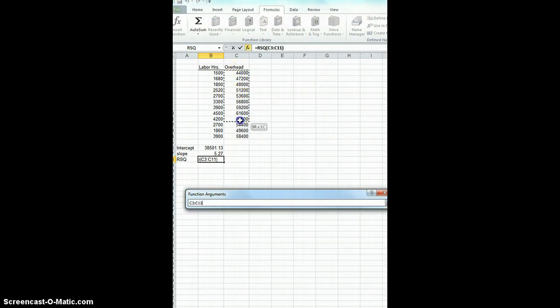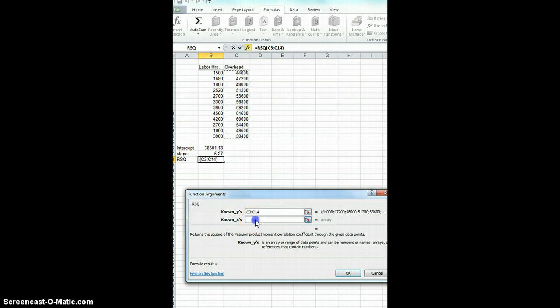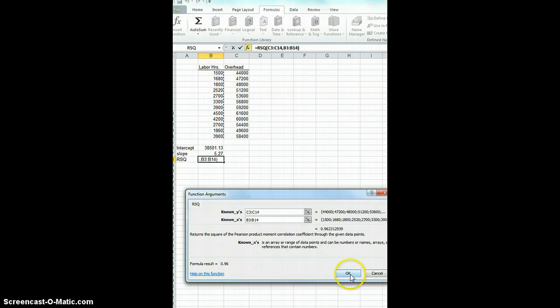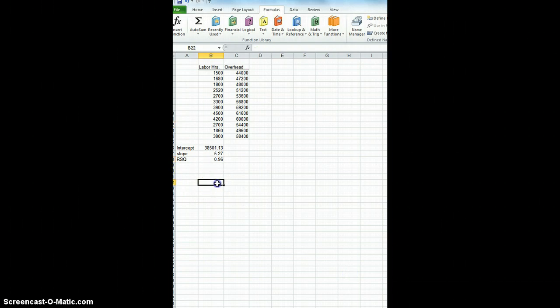We do the known Y's. We do the known X's. Calculate, go, and there we go. We got the 96%. So as we can see here, our formula would be Y equals 38,501.13 plus 5.27x. That would be the cost formula for this particular problem.